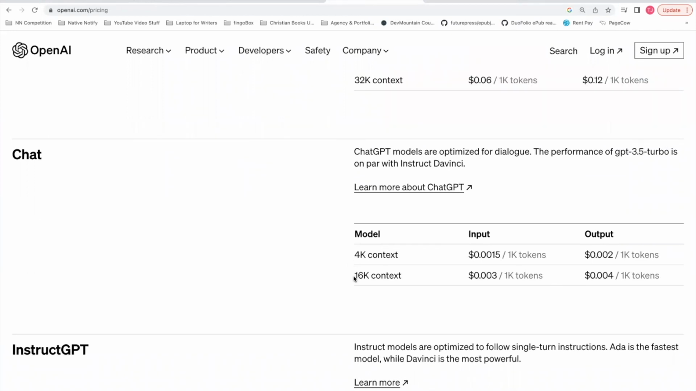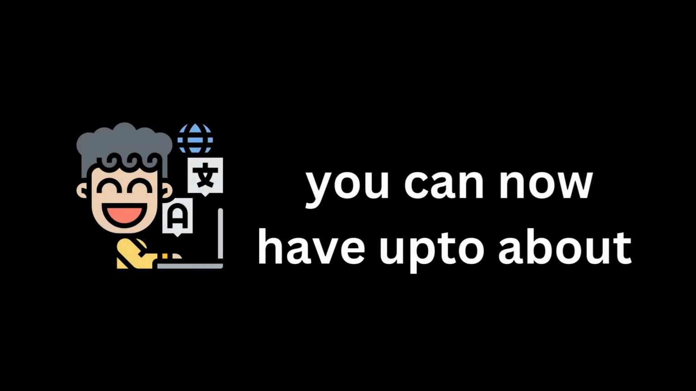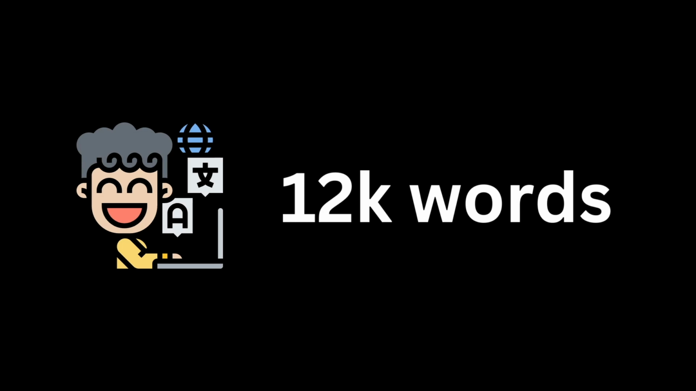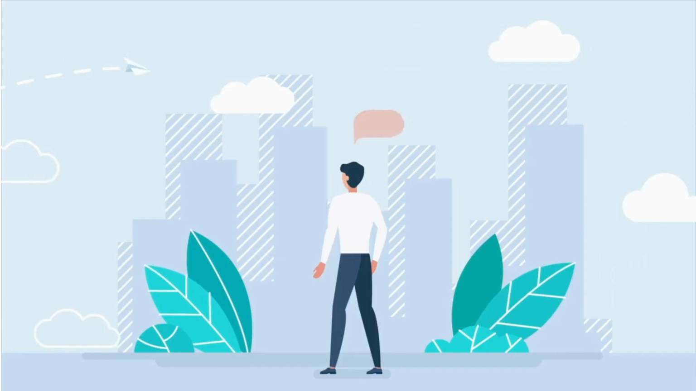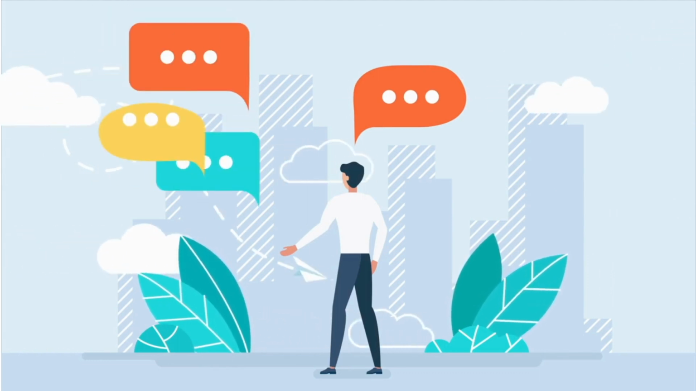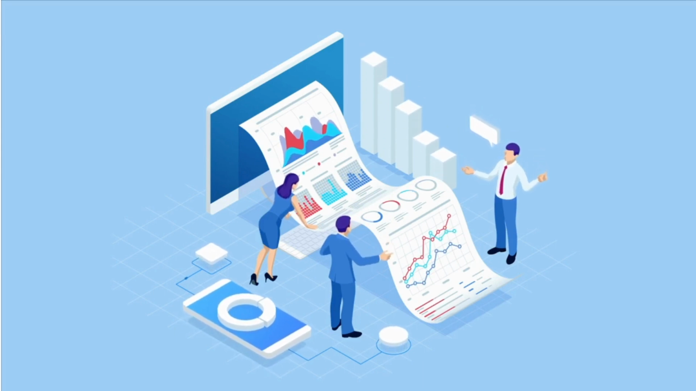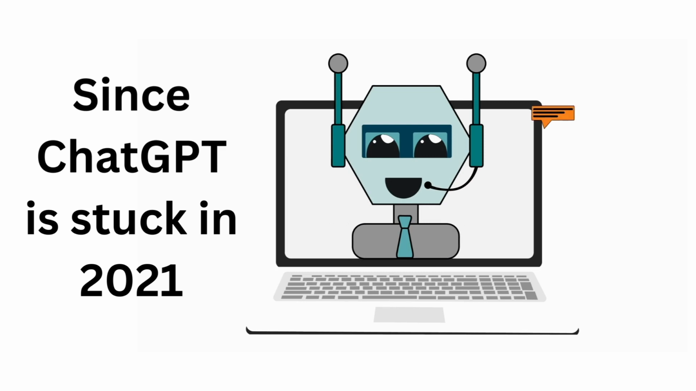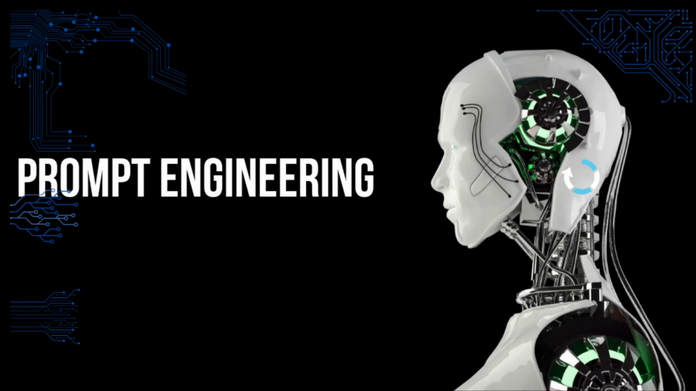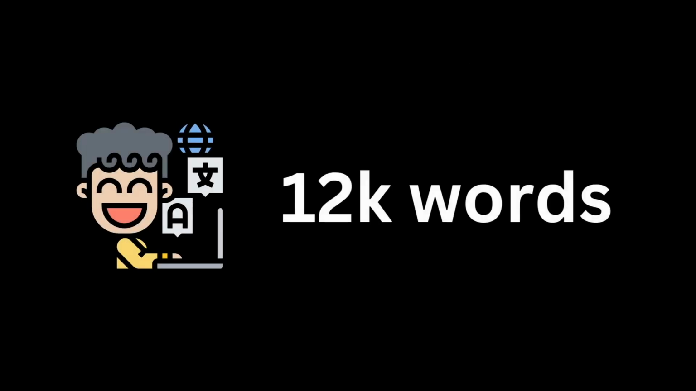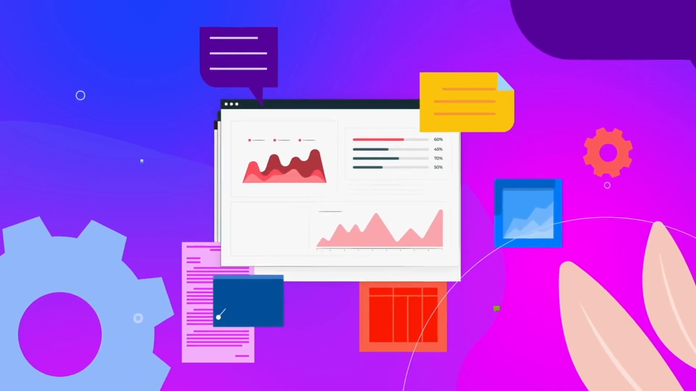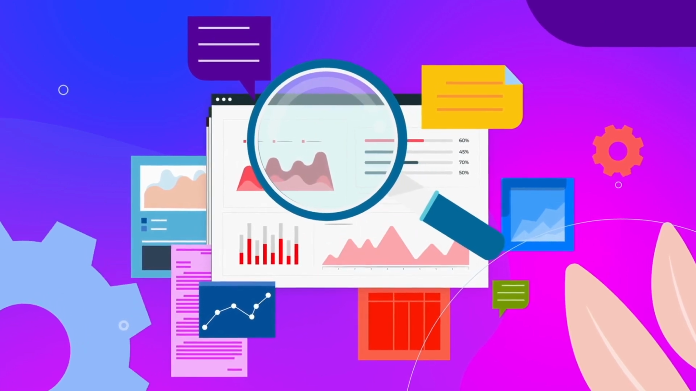Well, today they now have a 16K version of the ChatGPT 3.5 Turbo model, and the pricing is still very reasonable. What this means is you can now have up to about 12,000 words in a prompt for the GPT 3.5 model. So if you're in a situation where you need to train ChatGPT on new information that it doesn't already know, maybe information from the year 2023, since ChatGPT is stuck in 2021, prompt engineering now becomes a viable option. You now have up to 12,000 words of training data you can add into your prompts in a cost-effective way.